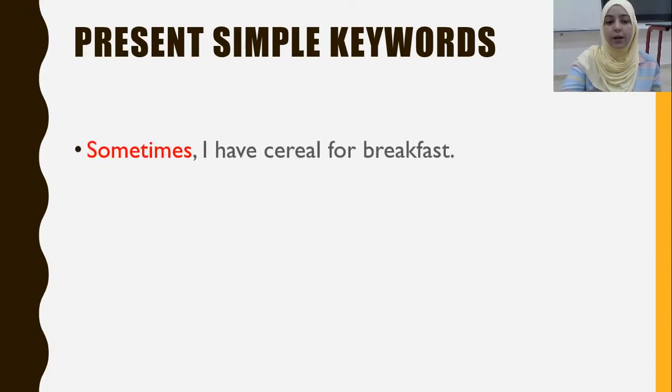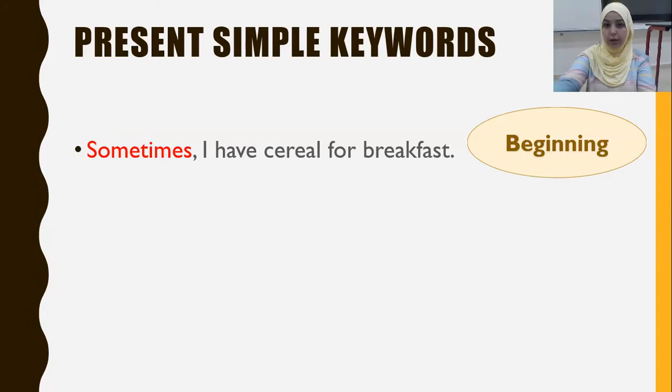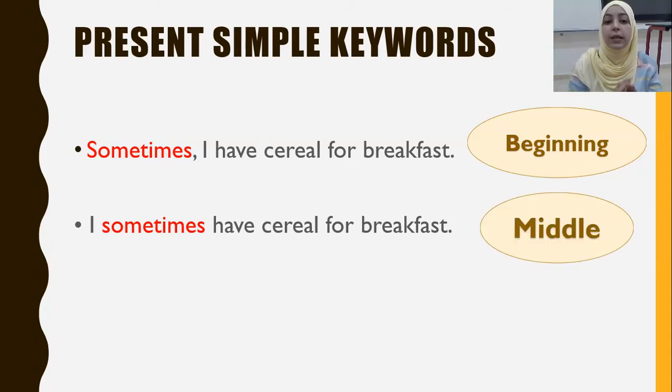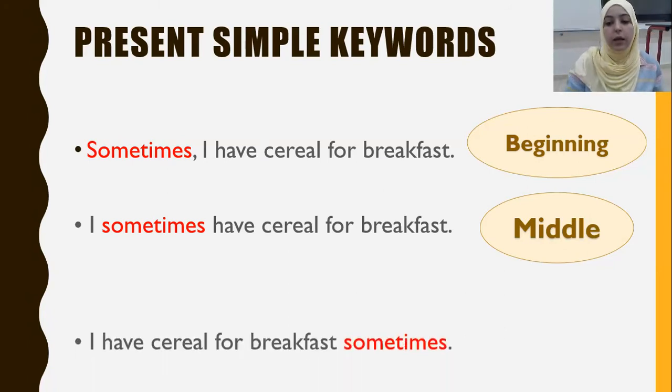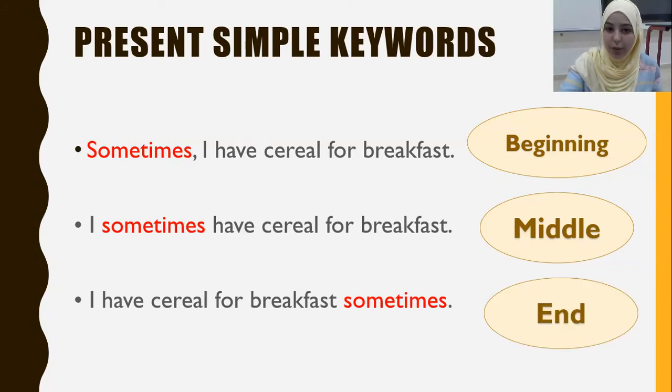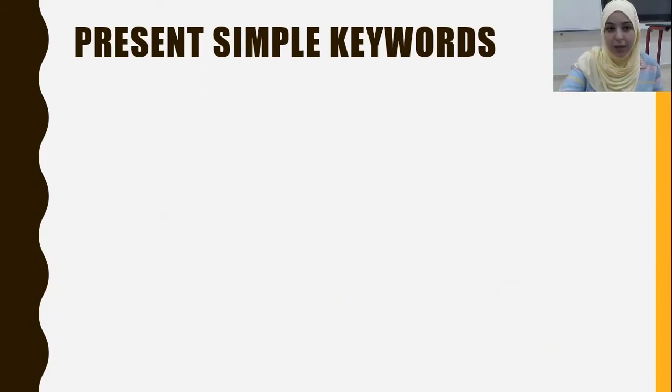Okay. Another keyword is sometimes. I can say sometimes I have cereal for breakfast at the beginning. I can say I sometimes have cereal for breakfast, using it in the middle. By in the middle, what I mean is that I use it between the subject and the verb. So I sometimes have cereal for breakfast. The third usage is using it at the end. So I can say I have cereal for breakfast sometimes.